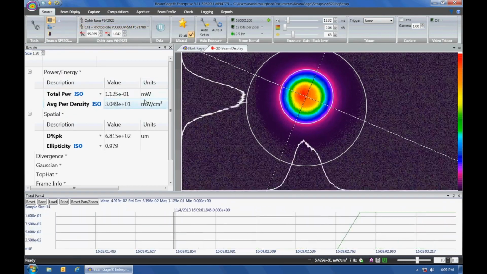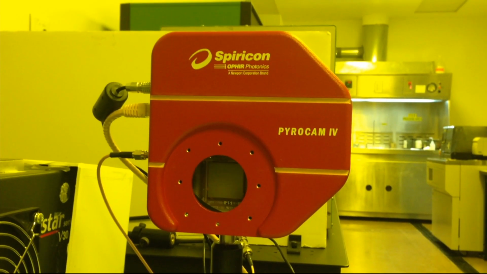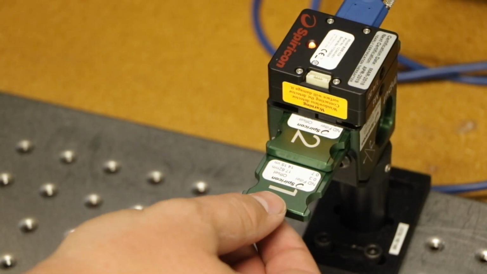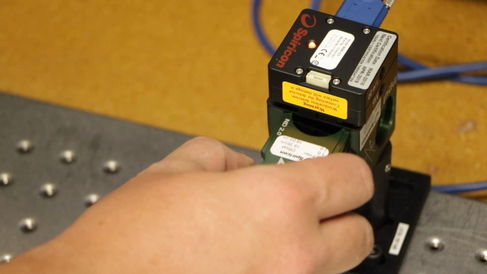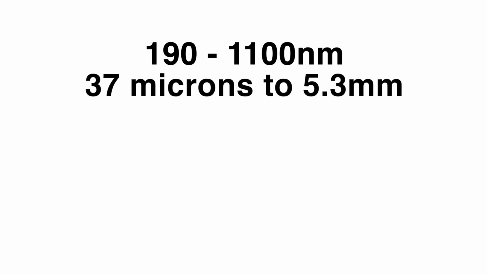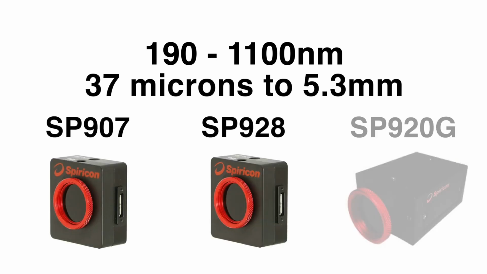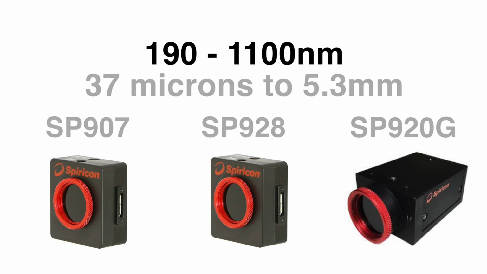Spiricon's BeamGage laser measurement systems are used from research benches to the most demanding industrial environments. For this reason, Spiricon offers a wide range of cameras and optics. To measure beams in the UV, visible, and NIR, there are several cameras to choose from depending on the beam size. For beam sizes from 37 microns to 5.3 millimeters, use the Silicon CCD SP907, SP928, or SP920G cameras.